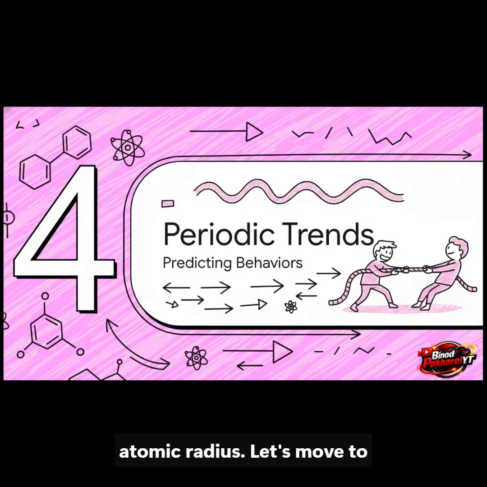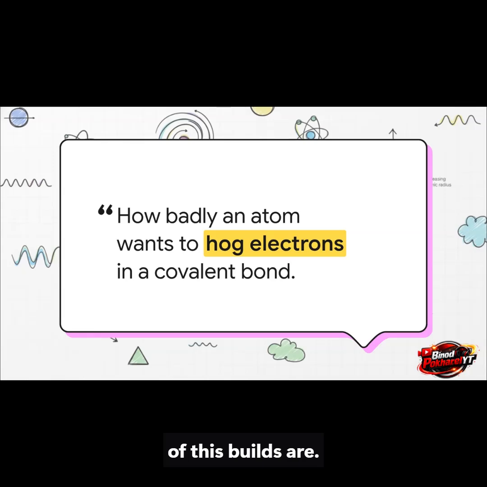Let's move to Section 4, Understanding Periodic Trends and how we can start predicting behaviors. Let's see how all of this builds our understanding. We can apply this tug-of-war mechanism to actual chemical behaviors, meaning we can predict them without blindly memorizing a textbook. Take a concept called electronegativity. The sources define this informally but perfectly as how badly an atom wants to hog electrons in a covalent bond.